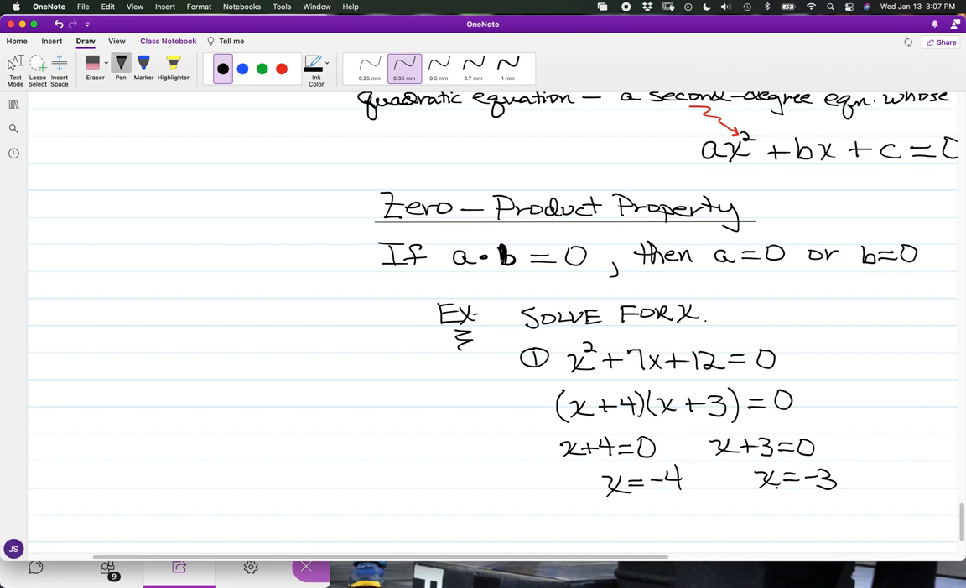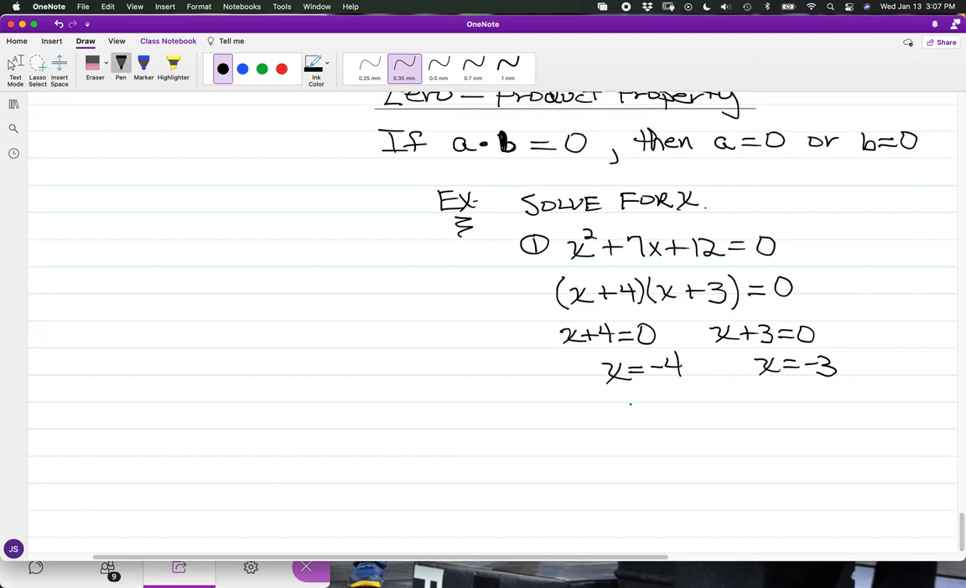Now for negative 3, squared is 9. Now we have 7 times negative 3 is negative 21. 9 minus 21 is negative 12. And in turn, negative 12 plus 12 is equal to 0. Okay. And so again, this is another case of a conditional, where this equation is true on the condition that x is either negative 4 or negative 3.